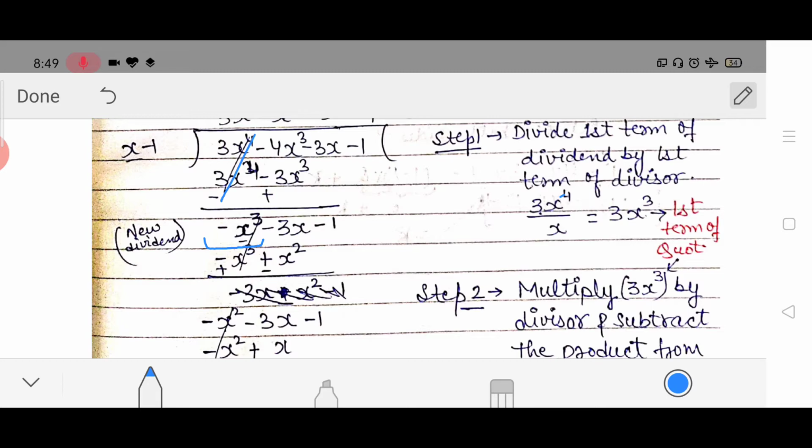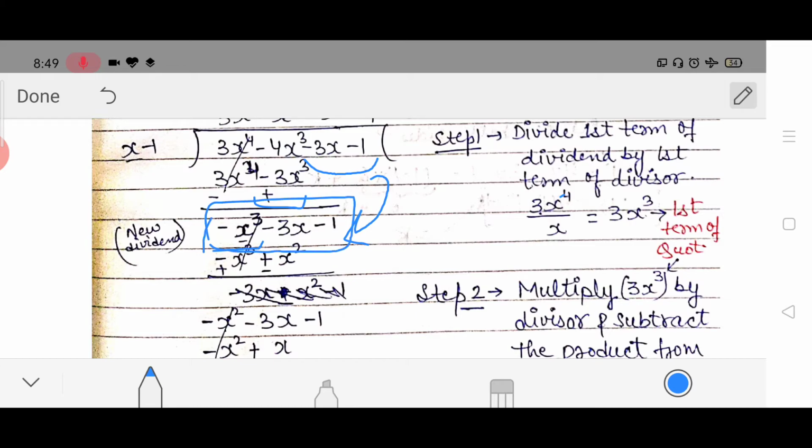Now what will you do, you will take the values from the dividend, because here our remainder is this out of this. So what will you write, what is the value that is left in the dividend, that is minus 3x minus 1. So you have written this value here. Okay, so now our new dividend is this whole value.